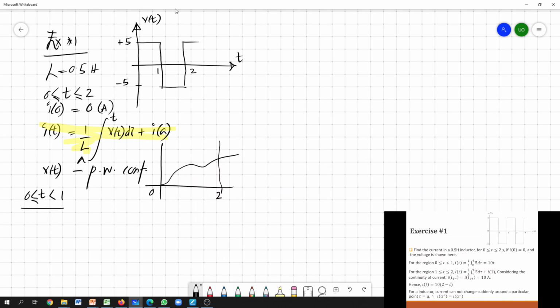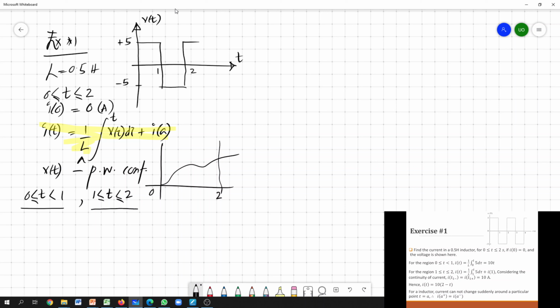We need to partition this function into two blocks: 0 to 1, and 1 to 2. So we have to capture the current variation between 0 and 1 and between 1 and 2. We cannot just evaluate the integral from 0 to 2 because it's a piecewise continuous function.